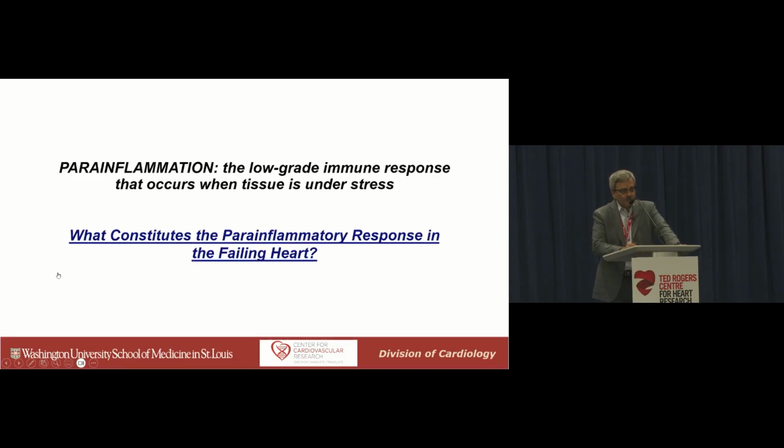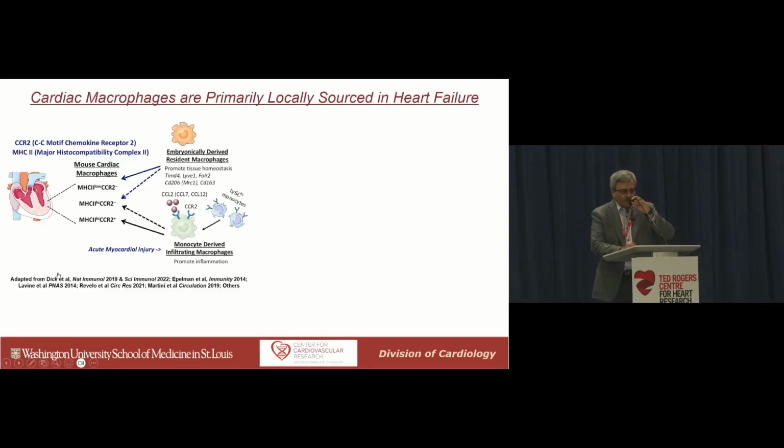And so we were interested in what constitutes the para-inflammatory response at the tissue level in the failing heart. This builds on work done by Slava, Corey Levine, Doug Mann, and others. I'm sure many of you are aware of the classification of macrophages in the heart: they can be divided, based on their expression of the chemokine receptor CCR2 and MHC2, into three populations, including a CCR2 negative population, which could be MHC2 low or high, and a CCR2 positive population, generally MHC2 high.